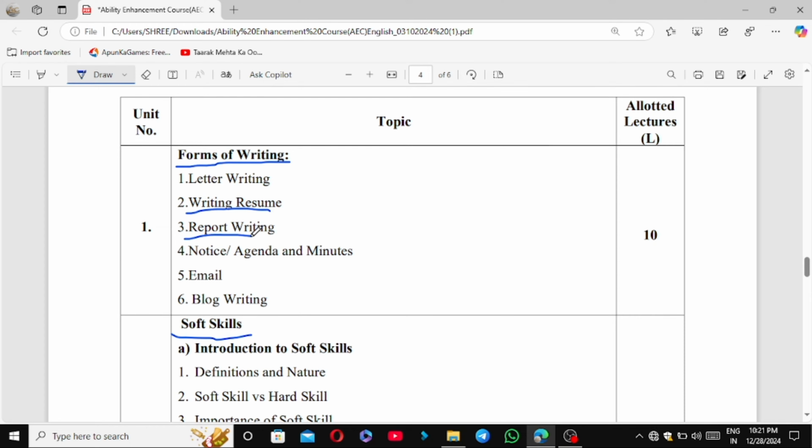Okay, so what about report writing? You know that report writing is a structured document that presents information about some program, about some events that are happening in your college or any official spaces. Report writing is a document that presents some information, analysis, or recommendation on a specific topic or issue.